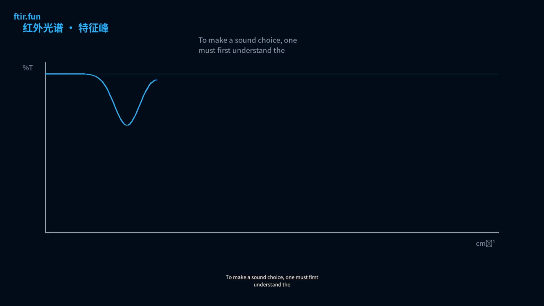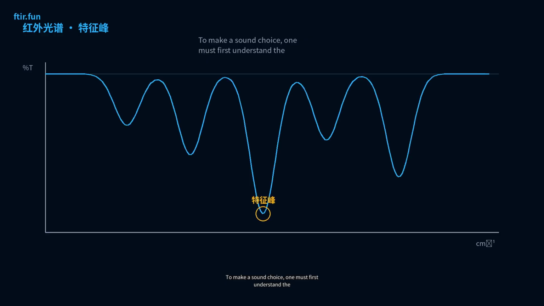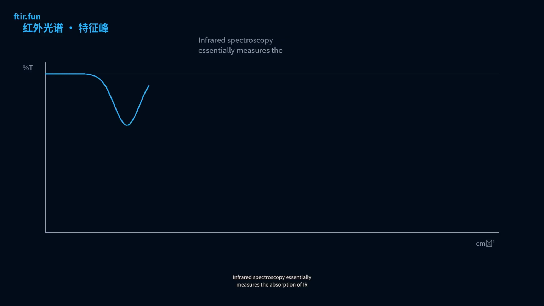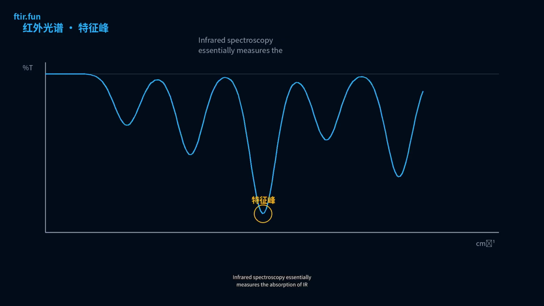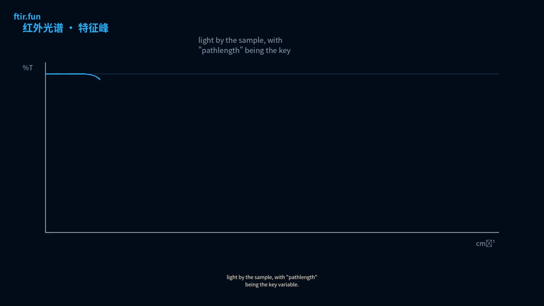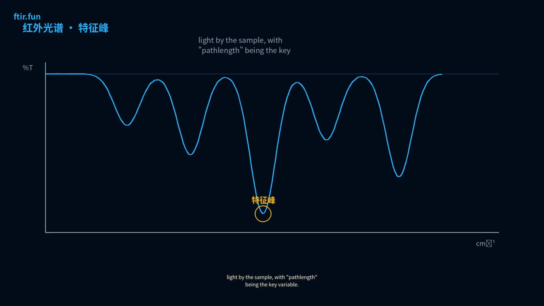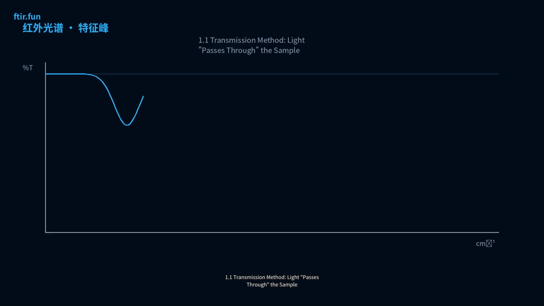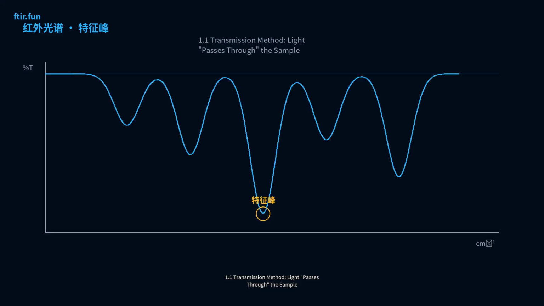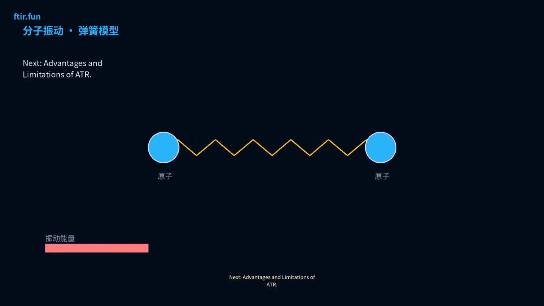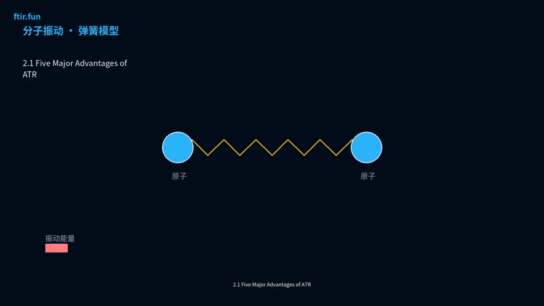To make a sound choice, one must first understand the differences in their physical essence. Infrared spectroscopy essentially measures the absorption of IR light by the sample, with path length being the key variable. 1.1 Transmission method: light passes through the sample. Next, advantages and limitations of ATR.